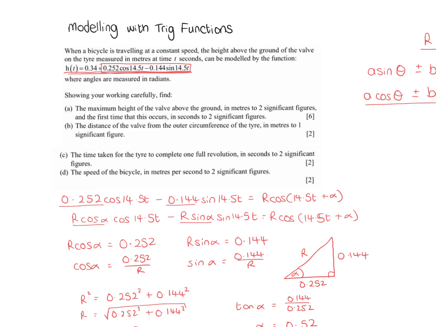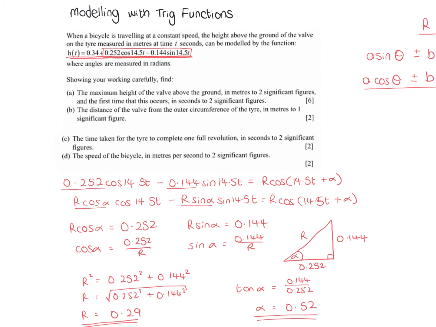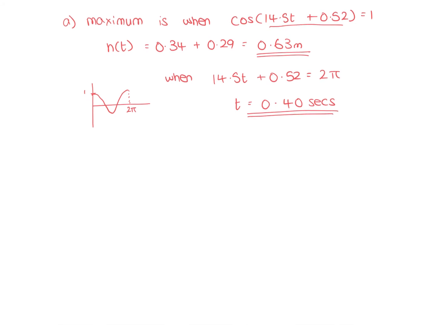The distance of the valve from the outer circumference of the tyre in meters to 1 sig fig. So, if you imagine your tyre, you've got kind of your tyre, and then you've got kind of your inner tyre, and then you're going to have this valve here, say. So, I want to know what this height is off the ground. So, if you imagine how this is going to go, this is going to go round in this circle, isn't it? So it's going to go kind of up and down kind of periodically. So this is going to be at the minimum height, isn't it? So that's at the minimum height.